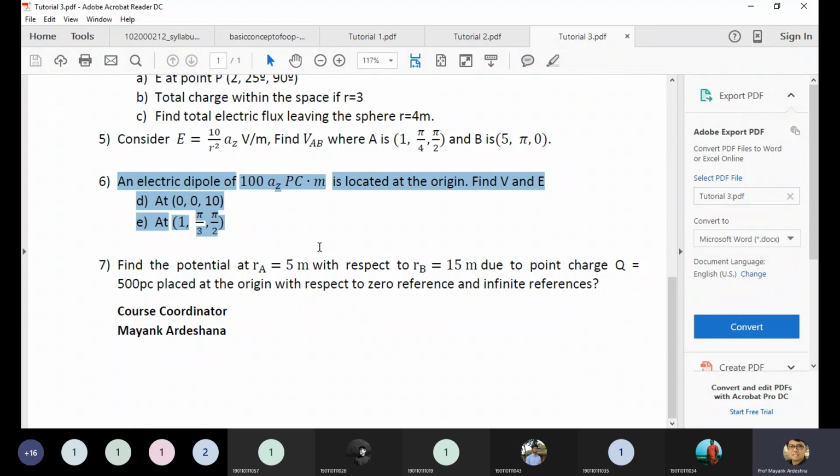The last one is you have to find out the potential with some reference point given, due to some charge particle, which is nothing but a Q. I have two different phenomena: one is the zero reference as well as the infinite reference. We already derived V is equal to Q divided by 4 pi epsilon 0 R square into aR. According to the position of R and RB, we can easily find out the potential with respect to the zero reference as well as the infinite reference.